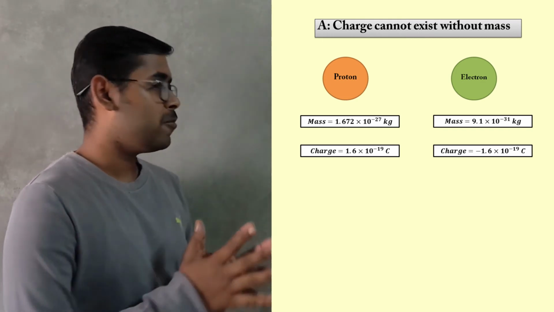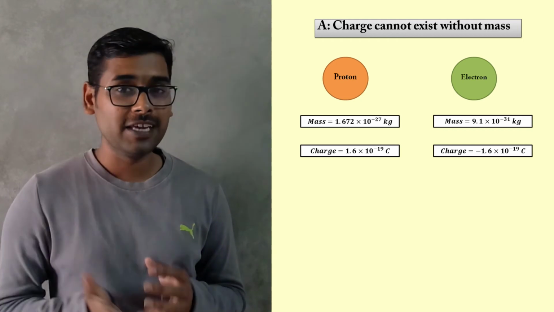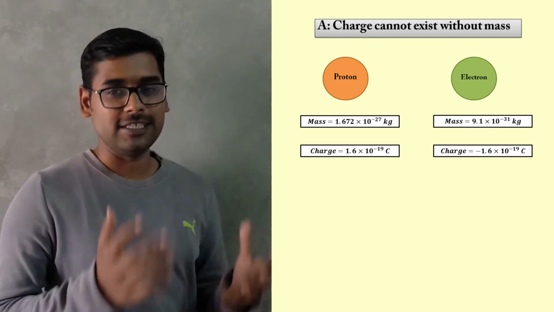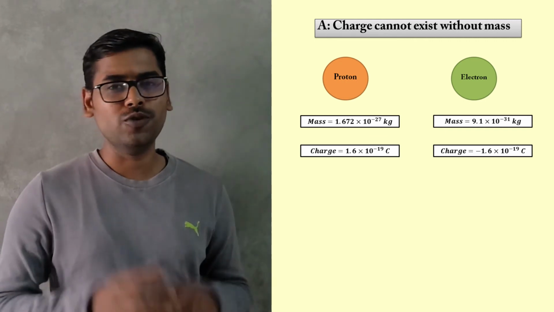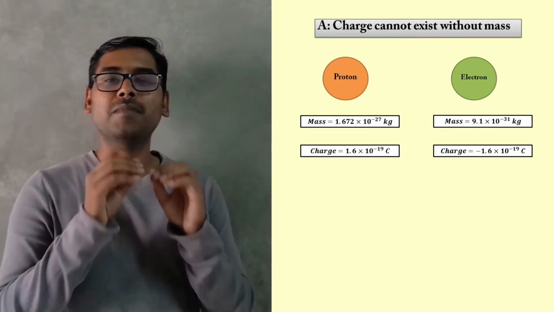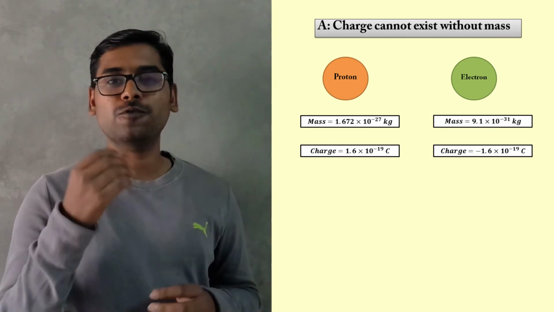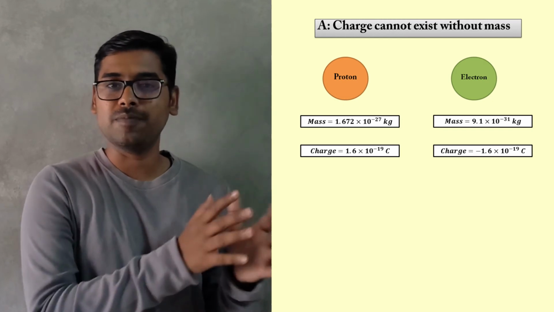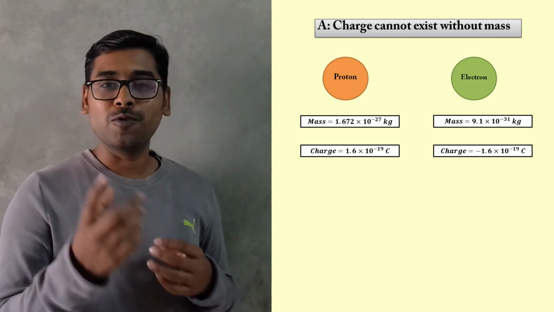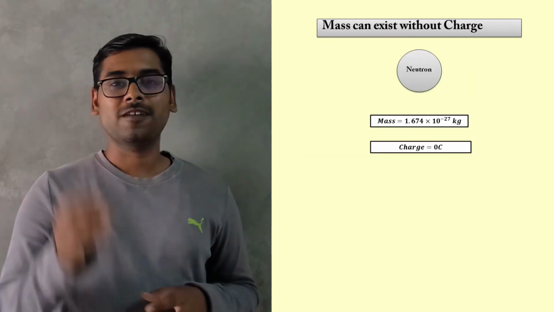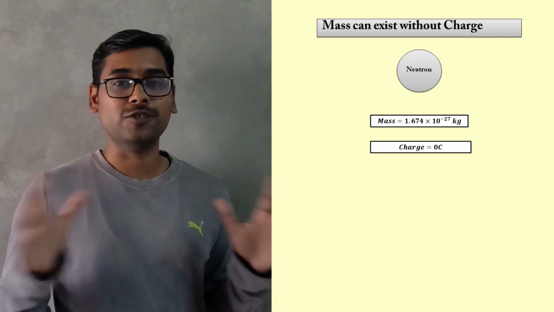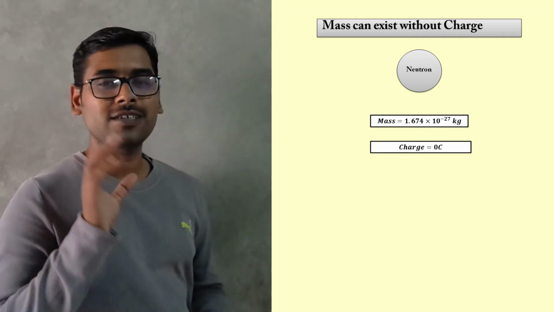Mass of proton is 1.672 into 10 raised to minus 27 kg. And mass of electron is 9.1 into 10 raised to minus 31 kg. So this statement is true. You cannot separate charge from mass. But on the other hand, mass can exist without charge. Mass can exist independently without charge. Why? The reason is we have one more fundamental particle, that is the neutron, which has mass but no charge. So the first statement is true.